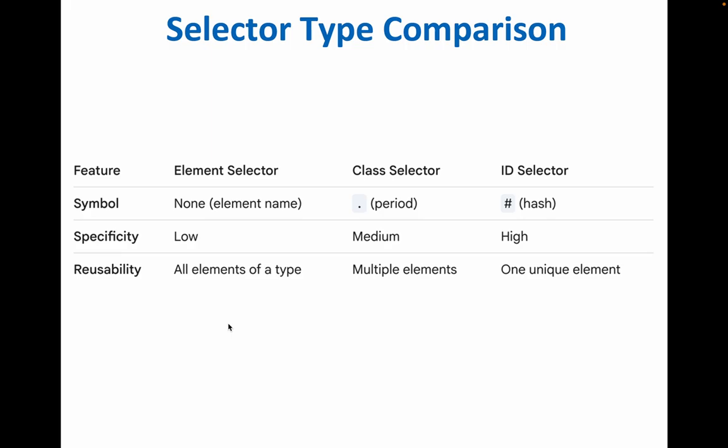So when we compare these three cases: for the element selector, there is no symbol. For the class one we put a dot, for the ID we put a hash. The element selector's specificity is low, which means we apply it to all paragraphs. The class selector is medium because we can apply it to multiple items, but not all of them, only those we selected. The ID selector is very specific because we just said, okay, I would like to apply this to this particular tag. So this is one unique element, multiple elements, and all elements of a type.